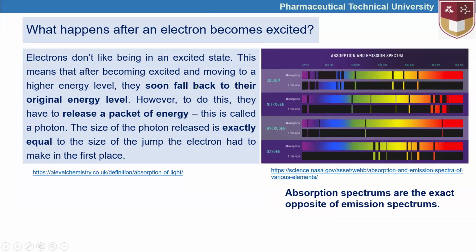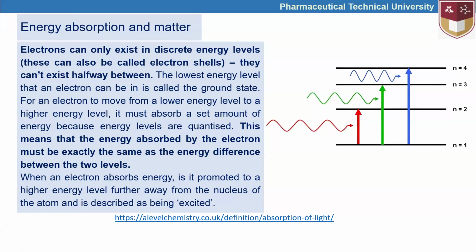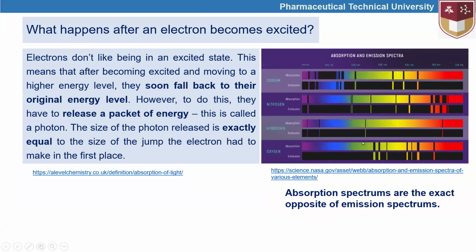And this is about what happens after an electron becomes excited. Okay, electrons do not like being in an excited state, which means as electrons are excited, they fall back to their ground state. This means that after becoming excited and moving to a higher energy level, they soon fall back to their original energy level. However, to do this, they have to release a packet of energy. This is called a photon. The size of the photon released is exactly equal to the size of the jump the electron had to make in the first place.